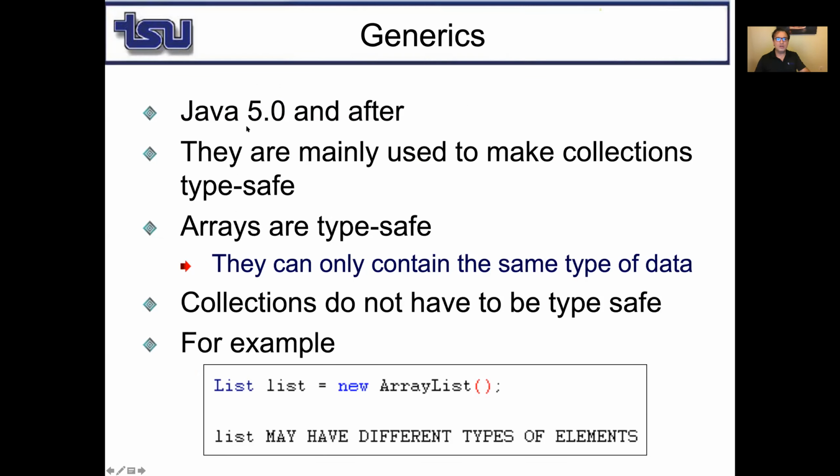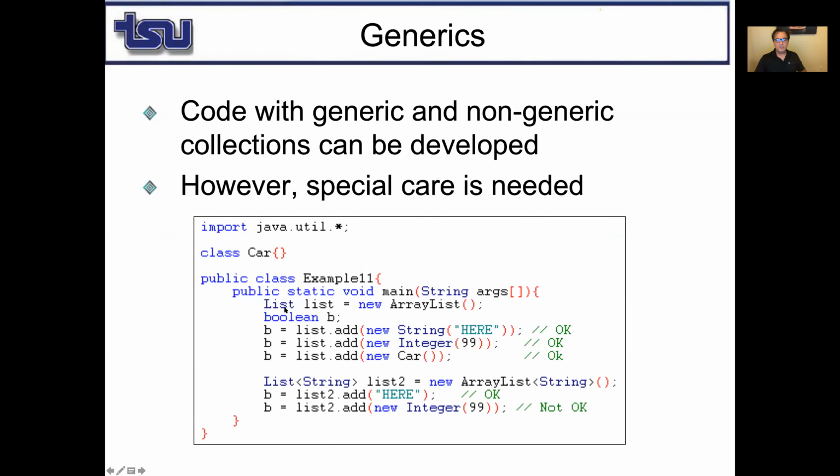I guess you are motivated for generics. Generics were introduced to Java with 5.0. And they are mainly used to make collections type safe, as you have seen. Arrays are type safe. They can contain only the same data type, but collections do not have to be type safe.